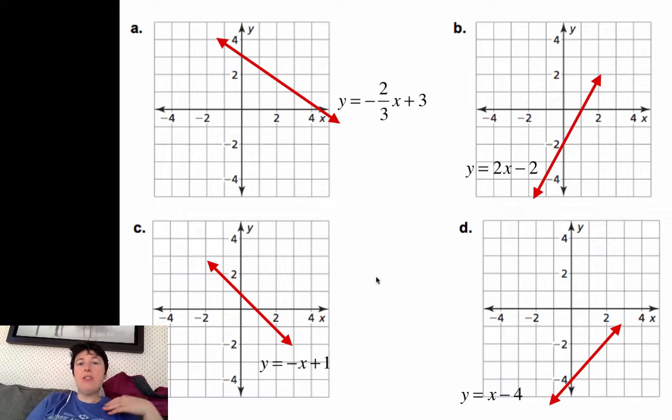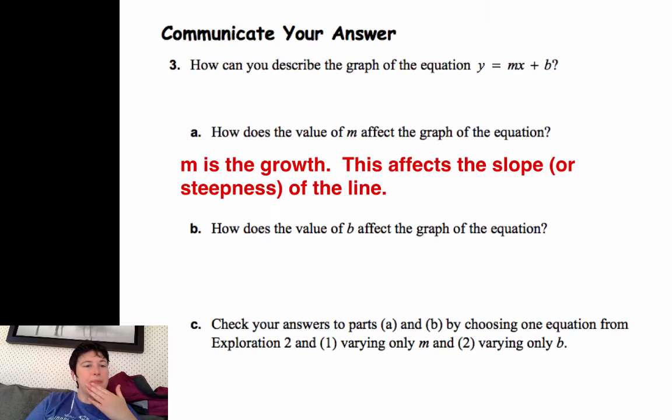Now you had one more thing to do. You were supposed to answer question 3, part A, B, C. So let's look at that. A says, how does the value of m affect the graph in the equation?